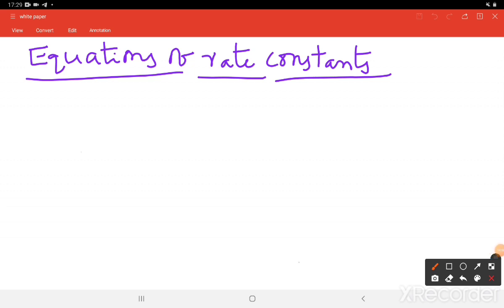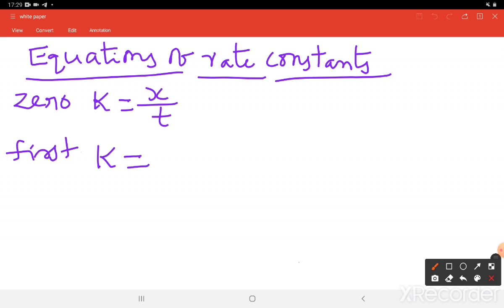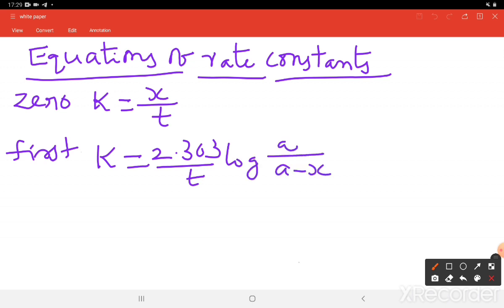Let us see equations of rate constants for different reactions. For zero order, k can be written as x by t. For first order reaction, k can be written as 2.303 by t log a by (a minus x). For second order reaction, k is equal to 1 by t into x by a into (a minus x).